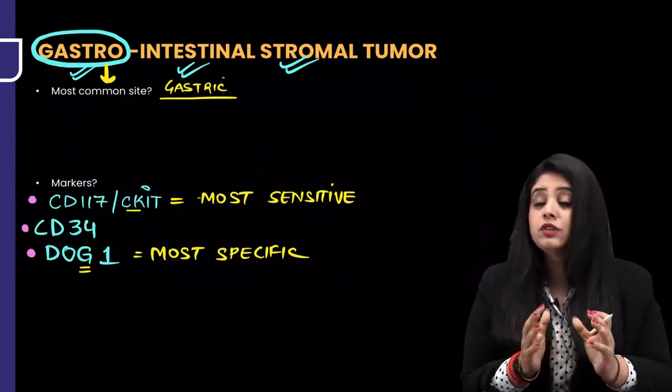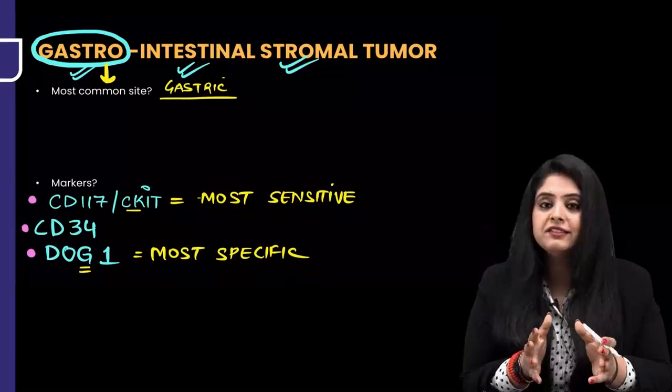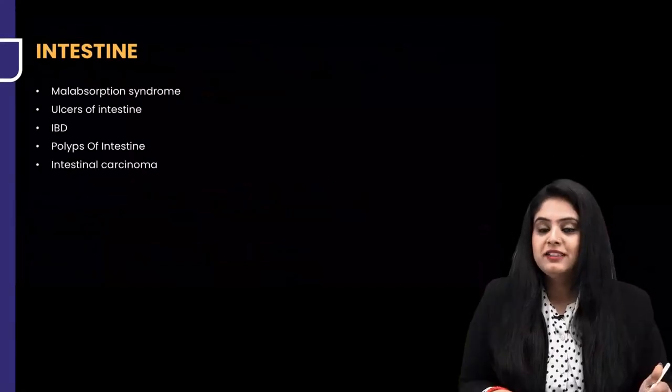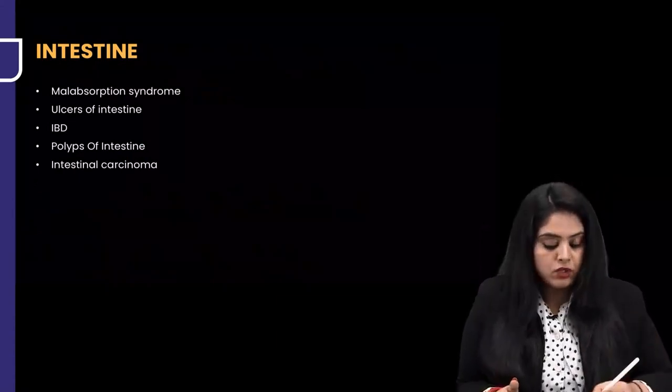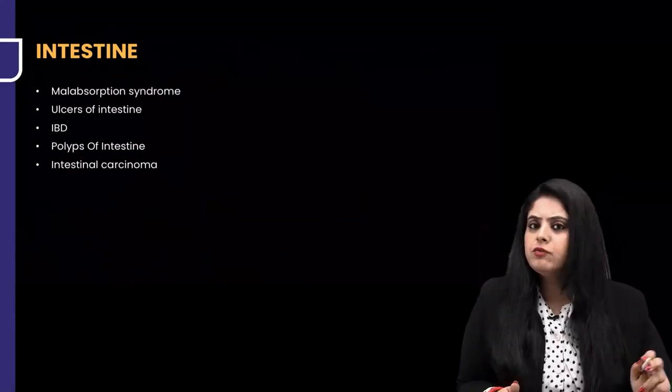The next part, which is the most important part of GIT, that is the intestine. Starting with the next part of the GI tract, and that is the intestine, which I've already told you is the most important part of this chapter. I've got you a list of topics which we'll be ticking off one by one.